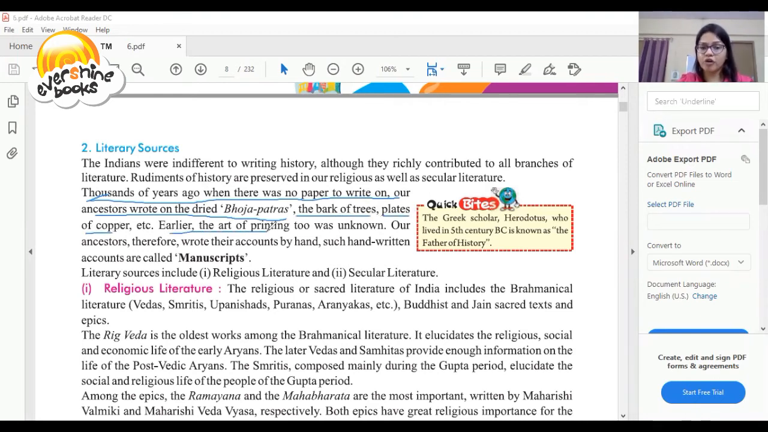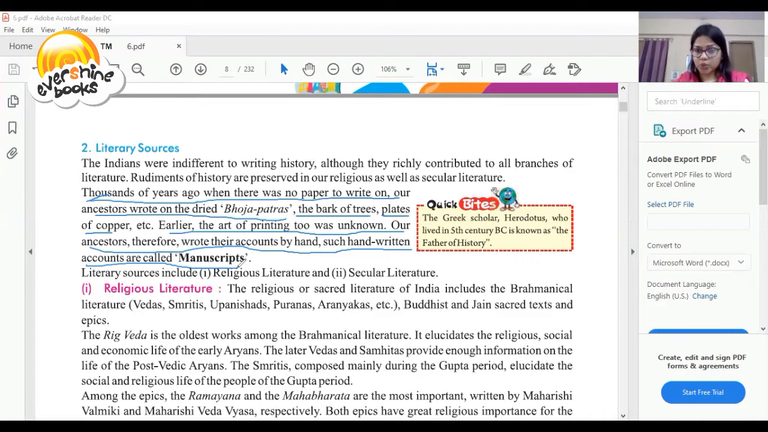Earlier, the art of printing too was unknown. Our ancestors therefore wrote their accounts by hand. Such handwritten accounts are called manuscripts. तो ऐसे handwritten documents को क्या बोला गया? Manuscripts बोला गया.